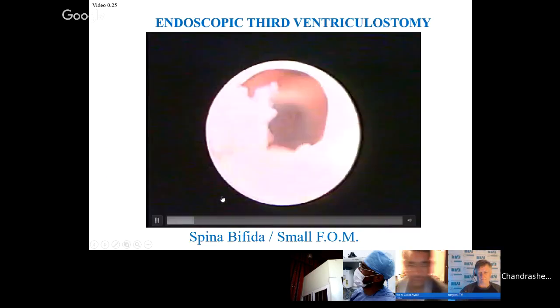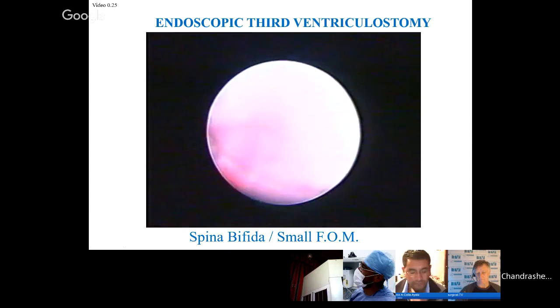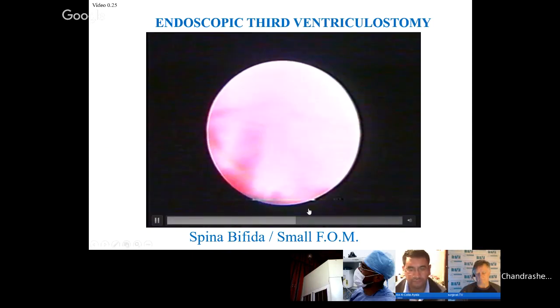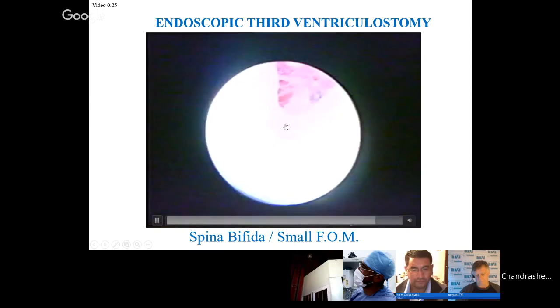With a small opening, you can probably not put the scope through the foramen, so I put the scope at the foramen and then just advance the balloon to open the third ventricular floor. I have actually taken out the sheath and gone inside with the scope alone and made sure that I can enter the prepontine space.